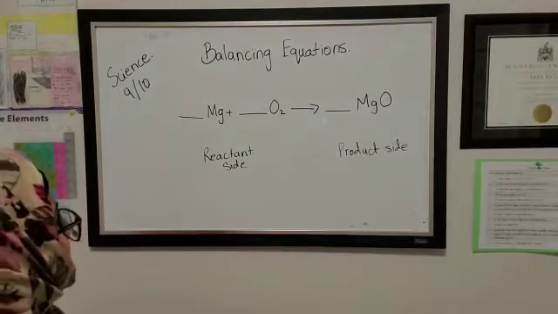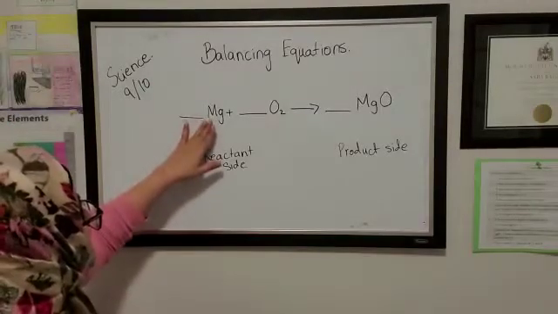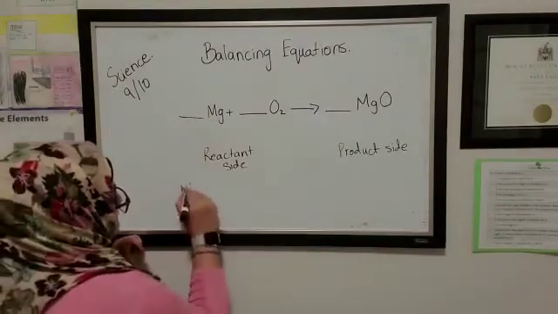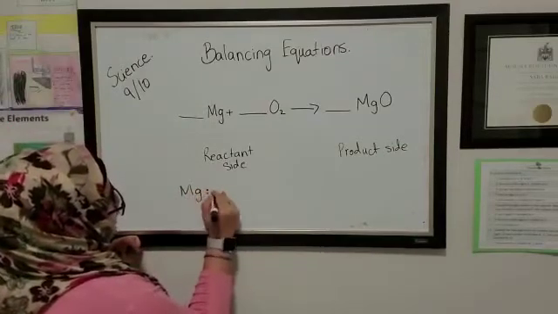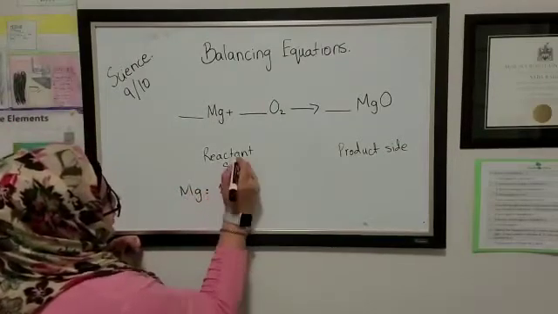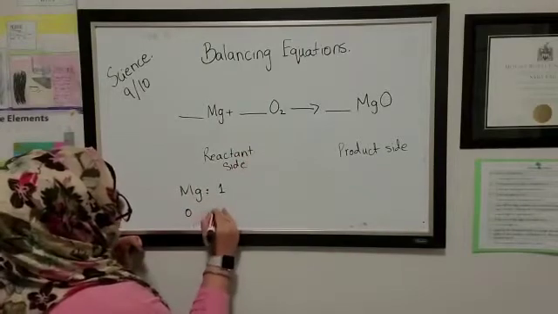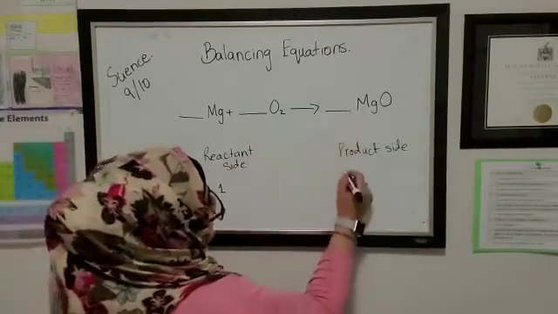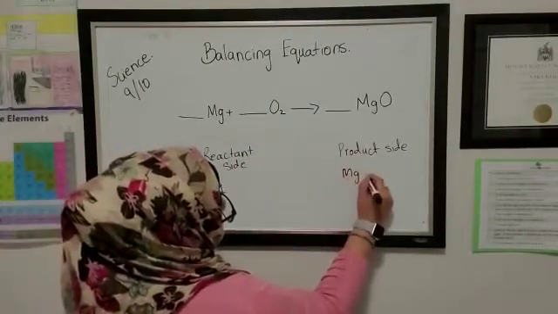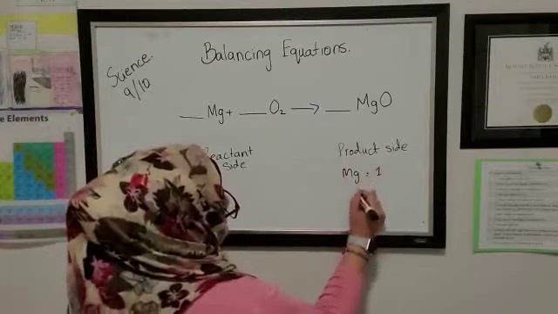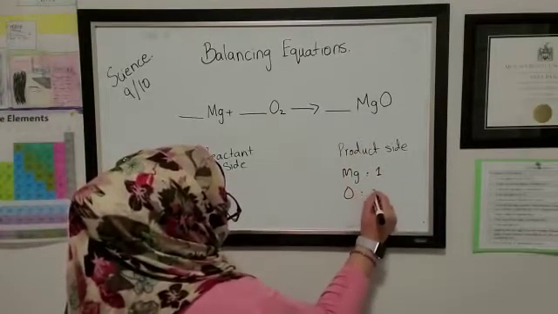So let's see, if we have magnesium, I'll see how many magnesium atoms. Right now I have 1 magnesium atom and I have 2 oxygen atoms. On the product side, magnesium atom I have 1 and oxygen atom I have 1 as well.